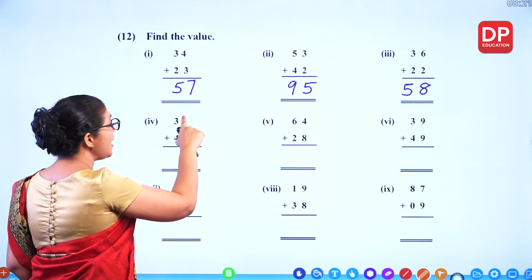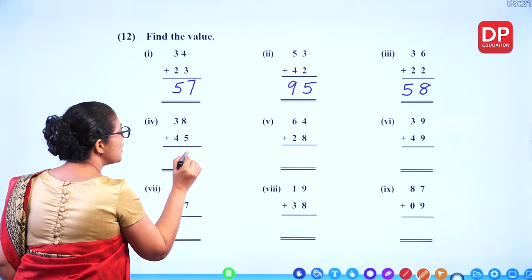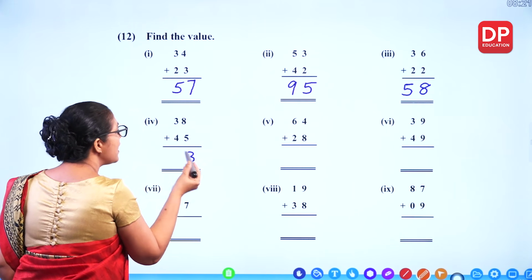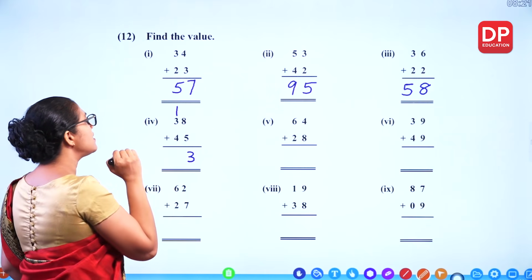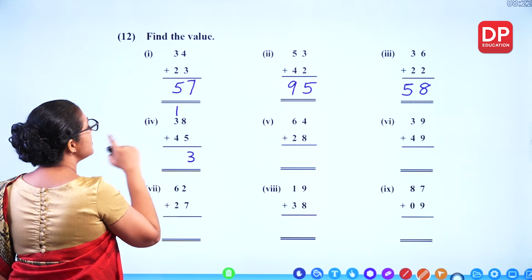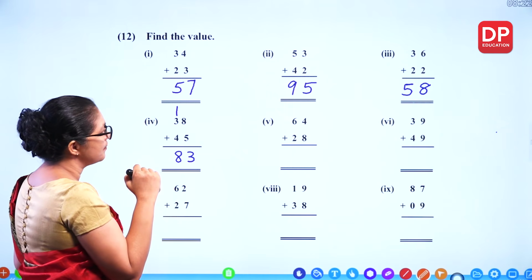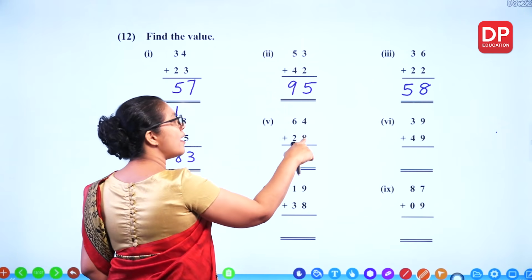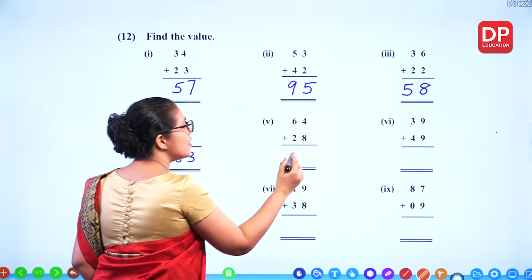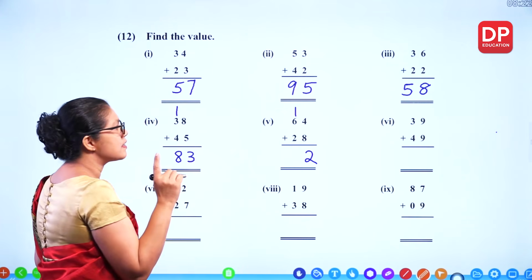Now here 8 plus 5. 8 plus 5, 13. So what we do? We write 3 here. Take 1 to the tens place. 4 plus 3, 7. 7 plus 1, you get 8. Here also 8 plus 4. 8 plus 4 is 12. So you put 2 here, take 1 to the tens place.